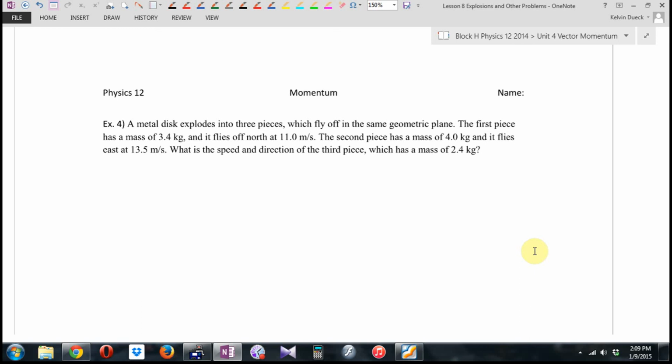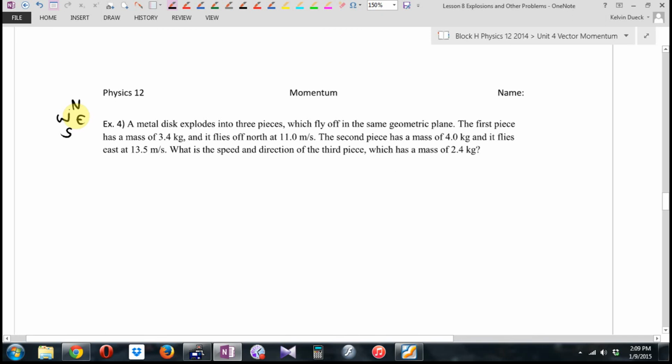Flies off, explodes into 3 pieces. The first piece has a mass of 3.4 kilograms. It flies off north. The second piece has a mass of 4 kilograms. It flies east. I just saw 2 different directions. What's the speed and direction, velocity, of the third piece, which has a mass of 2.4 kilograms?